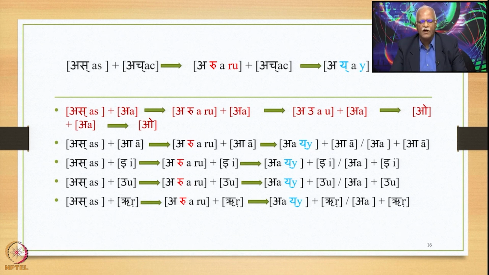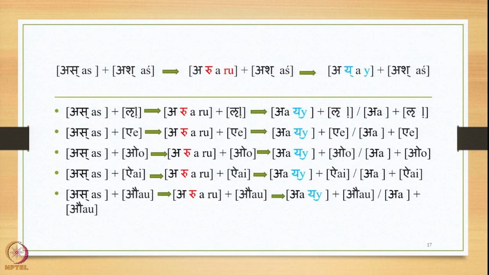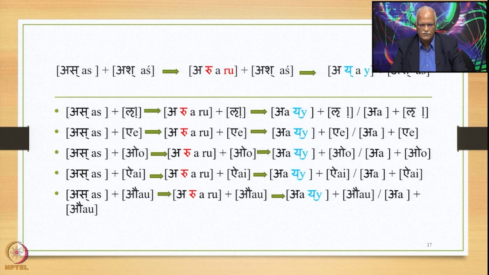Then we have as plus u, and then aru plus u, then aya plus u, and finally optionally a plus u. Similarly as plus ru, and we have aru plus ru as the next step, substituted by aya plus ru and optionally the deletion of ya. So we have a plus ru. Then we have as plus lu. Next step is aru plus lu, then aya plus lu, and finally optionally a plus lu, where ya gets deleted optionally. Similarly as plus a, and we have aru plus a, then we have aya plus a, bho bhago agho, and then this ya gets optionally deleted, so we have a plus a optionally derived.